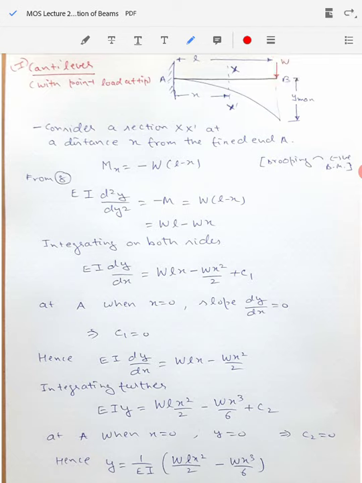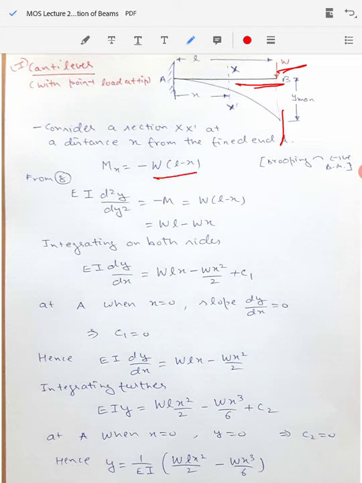So the bending moment in this case at the section XX' will be given by the value of this load W, multiplied by the distance of this load from the section XX'. So the distance of W from section XX' will be L minus x. So the moment will be W into L minus x.